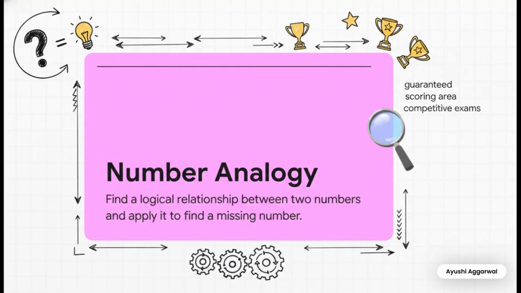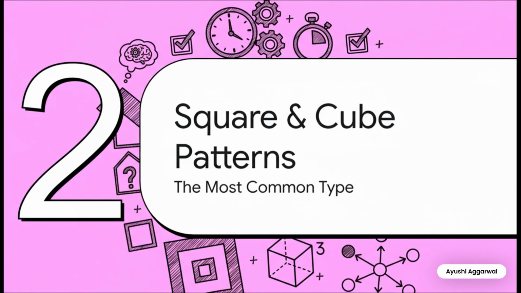So what exactly is number analogy? Well, in simple terms, think of it as a logic-finding game. Your job is to find a consistent relationship between the given numbers and then apply that exact same logic to find the missing one. It's a guaranteed scoring area in exams like the SSC CGL. Now, let's get to the most important section. These are the patterns that are asked most frequently in exams. So I need your full focus here.